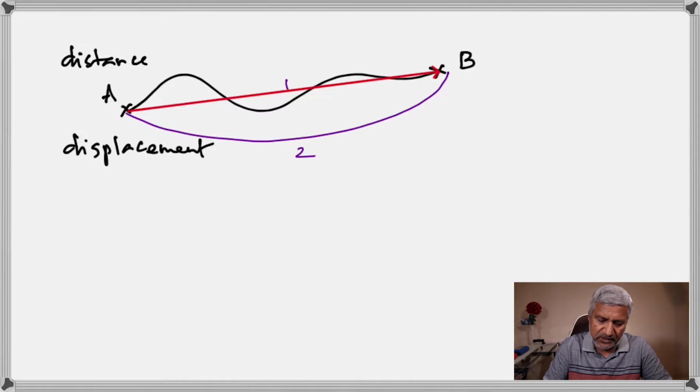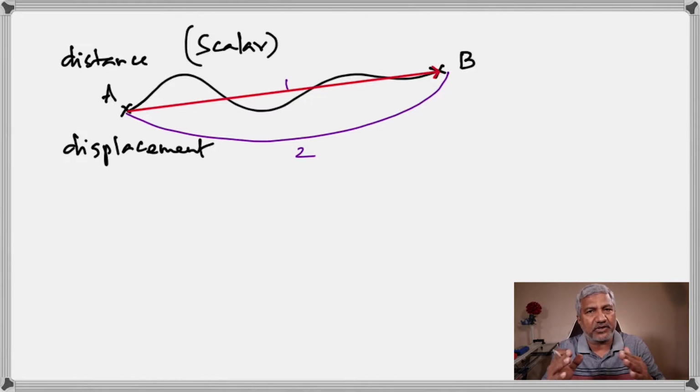In other words, distance is a scalar because it does not have a particular direction. You're going in all kinds of directions. But displacement is a vector. So these are the two types of quantities in physics. A scalar has nothing to do with direction. It only has size. It only has a number attached to it.